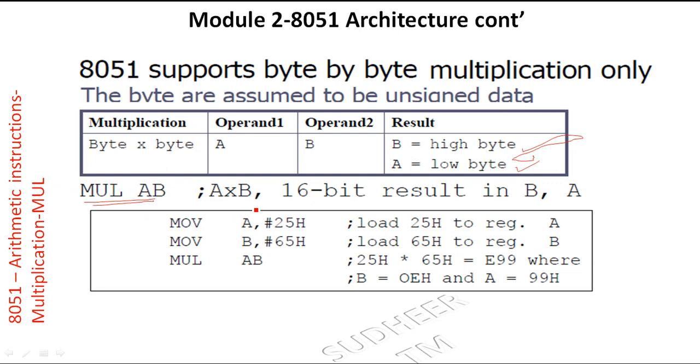It should be within the A and B registers. Both operands, the multiplier and the multiplicand, should be within the A and B registers. The result will be 16-bit, higher order in B and lower order in A.